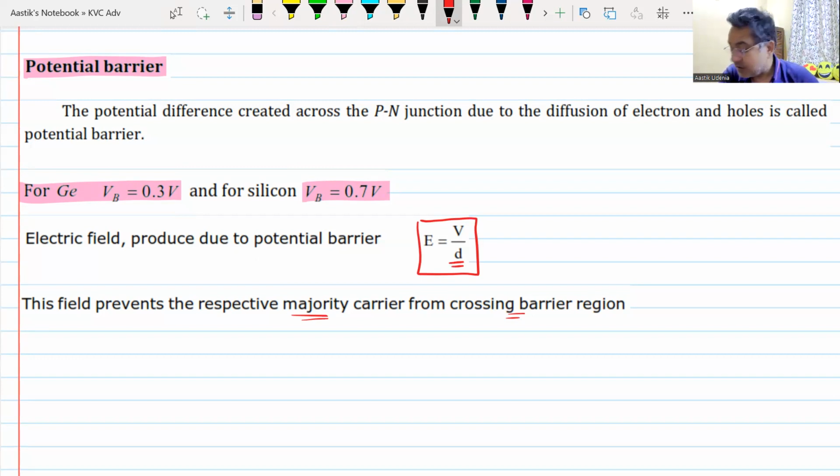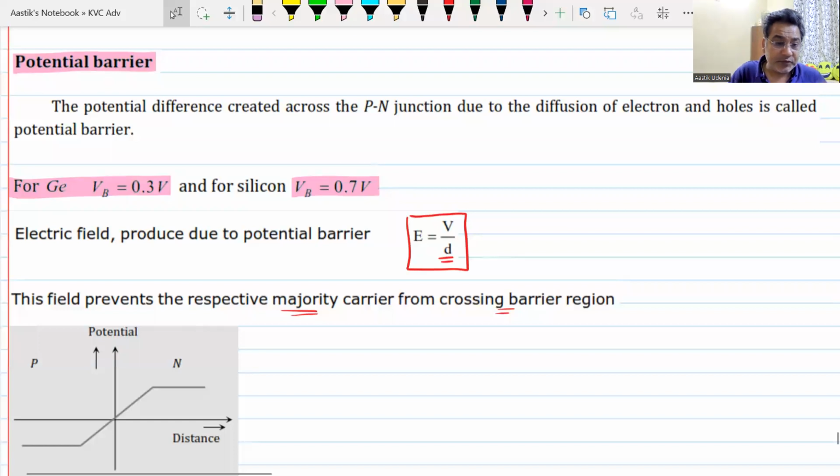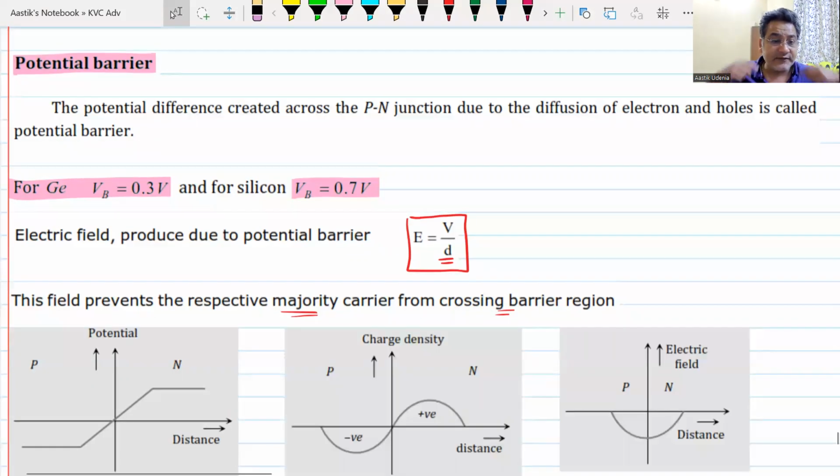Yes, sir. Now, if we draw a graph between potential and distance across this depletion zone, the graph of potential would look like this. The graph of charge density, when I say charge density, I mean charge per unit area, and electric field. I'll show you all the three graphs. These are the three graphs that can be drawn of three different things.